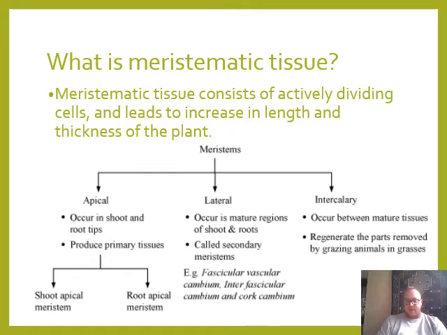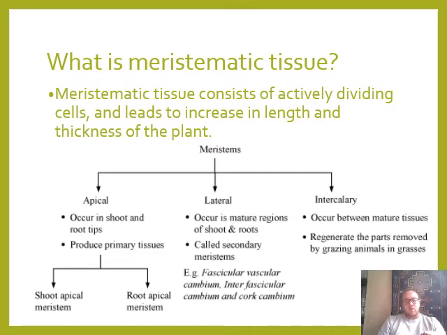Now, where do we find these? There are three different places: apical, lateral, and intercalary. I'm not too fazed about intercalary, so don't be too fazed about that, but apical and lateral are the most important ones. So where is apical? It occurs at shoots and root tips, so it's to make the plant longer, up and downwise. It produces primary tissues like root apical meristem and shoot apical meristem. I don't need you to know that. You just need to know apical meristem.